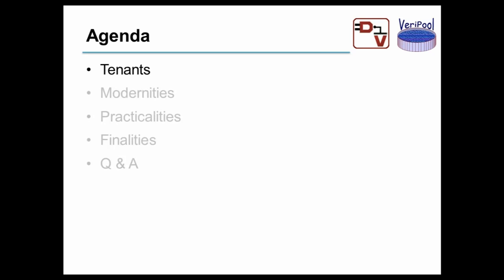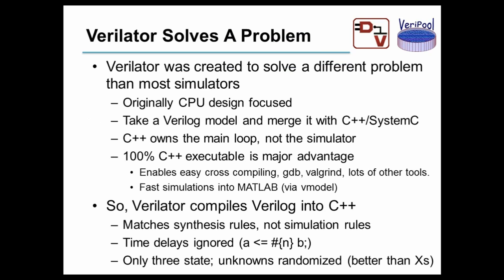So moving into why you might want to use Verilator. Verilator was obviously designed to solve a problem. Originally, Verilator was designed for CPU and system design. And this had a little bit different requirement from what was traditional for simulators of the day. We actually wanted to take a Verilog model and combine it with the C++ and later on SystemC model. And in this paradigm, basically, you want C++ to own the main loop. You don't have a simulator per se owning the main loop because you have all this C code emulating the processor and all this other code.